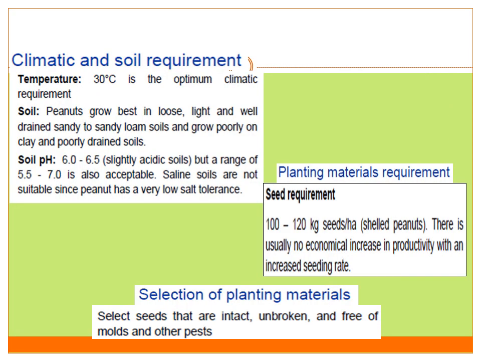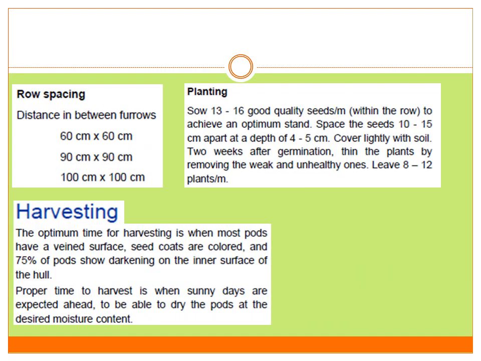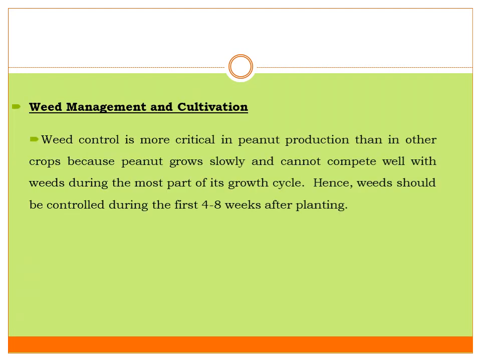Of course, when we do planting of peanut, we need to consider the climatic and soil requirements, the planting material requirements, and the selection of the planting materials. And always select seeds that are intact, unbroken, and free of molds and other pests. Also take consideration of the row spacing and planting, and of course the optimum time for harvesting. We need also to consider the weed management and cultivation, as this is one of the critical aspects in peanut production.